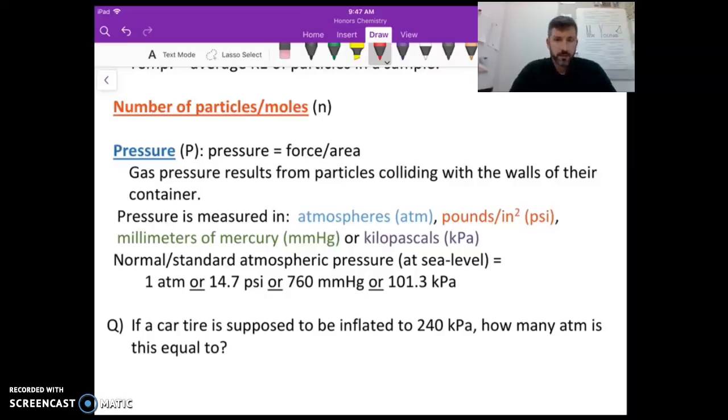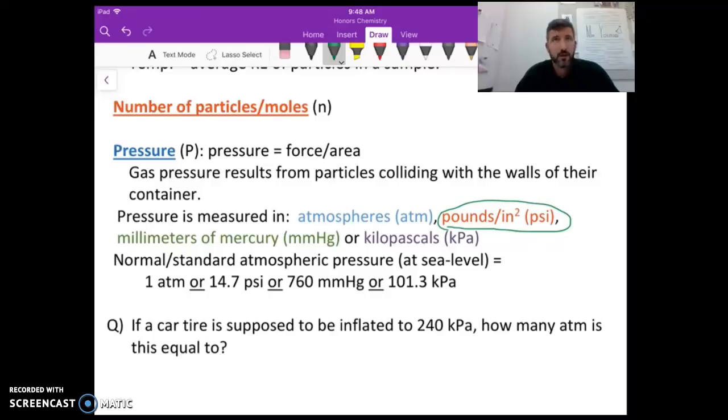But pressure can be measured in 4 different units, and actually more than 4 different units, but these are the 4 that you're going to see a lot. Atmospheres, which are ATM, pounds per square inch, PSI, millimeters of mercury, mmHg, and kilopascals are the most common ones used. In chemistry, we don't actually use PSI a whole lot, but I wanted to introduce that to you because that's what we use in everyday life a little bit more.